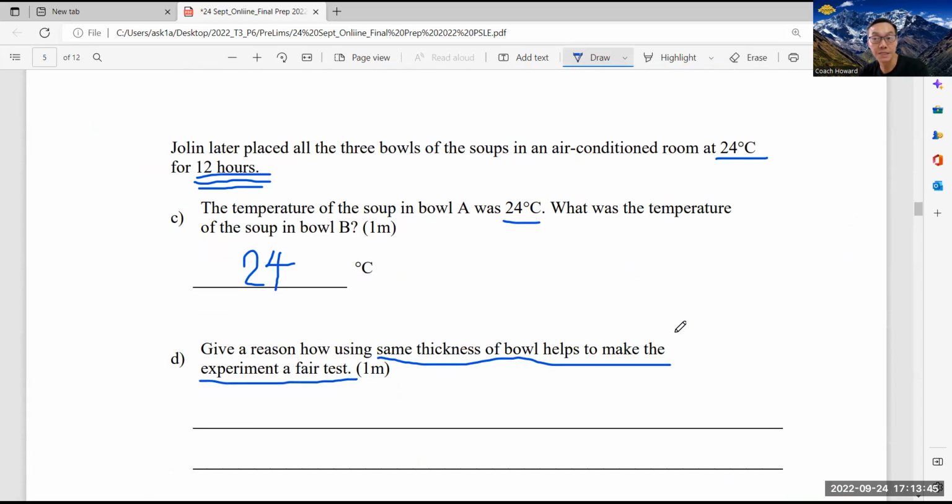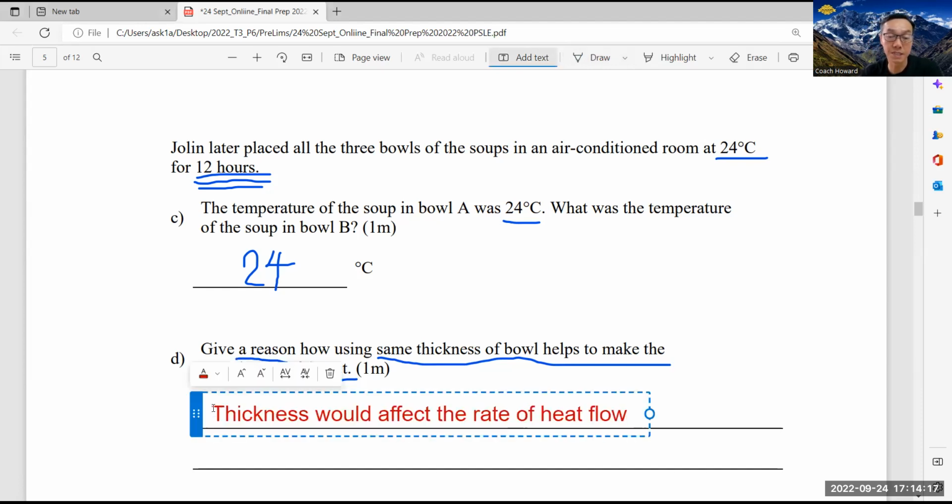Okay, give a reason how using same thickness of the bowl helps to make the experiment a fair test. Okay, this one has different ways of answering. But this question is actually testing your understanding of how the thickness of the bowl affects the rate of heat flow. It means the thicker the bowl, the slower the heat can flow out. So for this question, you just put this part. Very simple. They say give a reason. So you just put a very concise answer.